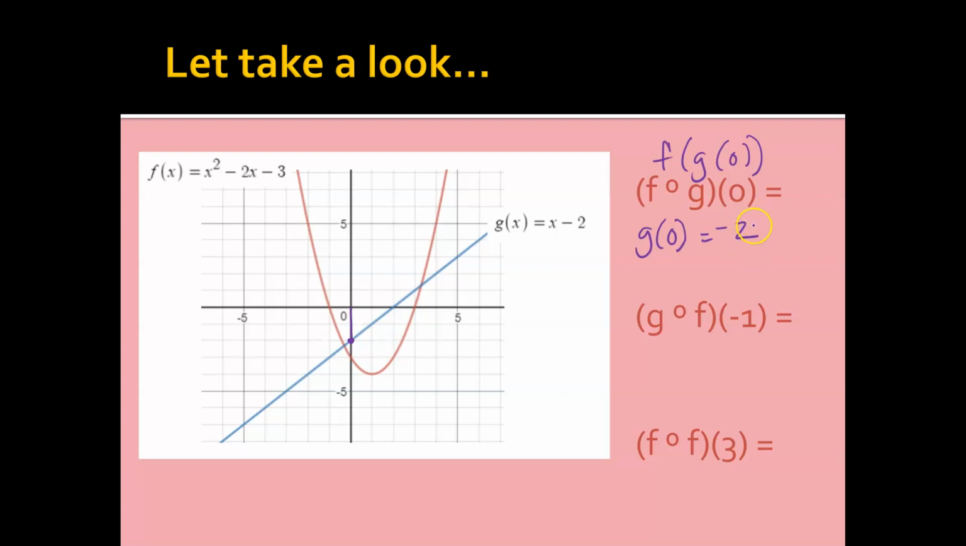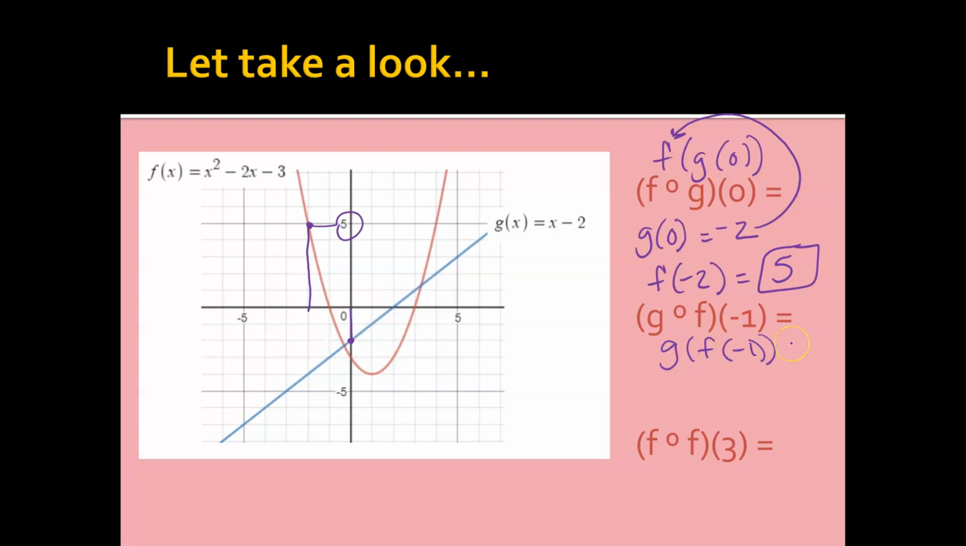Now I'm going to plug negative 2 into the f graph, and I'm going to find f of negative 2. So on the f graph, when x is negative 2, which is right here, where does it hit that graph? It hits that graph at 5. So that would be my answer. Okay? All right. Again, same thing here, except I want to rewrite this to g of f of negative 1.